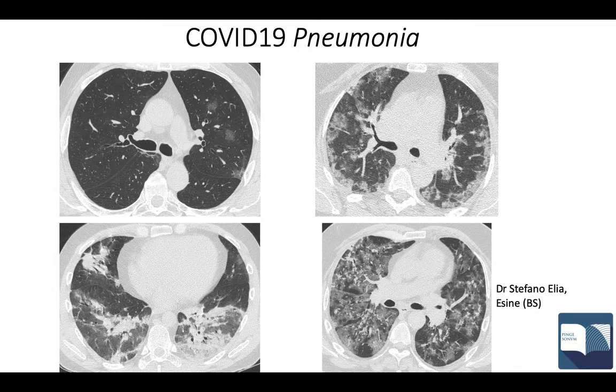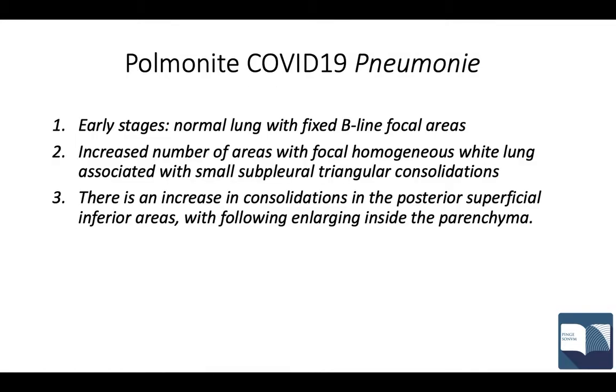Let's look at COVID-19 pneumonia. These are the typical CT scan pictures of COVID-19 pneumonia. What we see in ultrasound are fundamentally three stages. Early stages with normal lung with fixed B lines in focal areas. Then an increased number of areas with focal homogeneous white lung associated with small subpleural triangular consolidations. Then there is an increase in consolidation in the posterior superficial inferior areas with following enlargement inside the parenchyma. Let's look at these features.